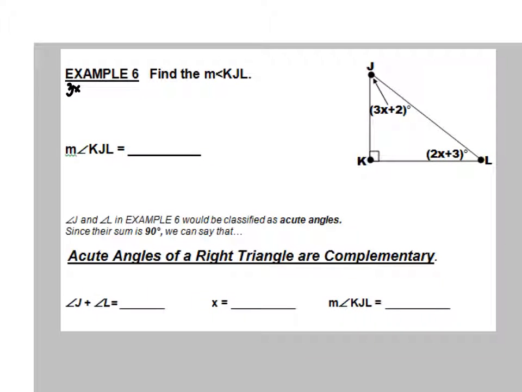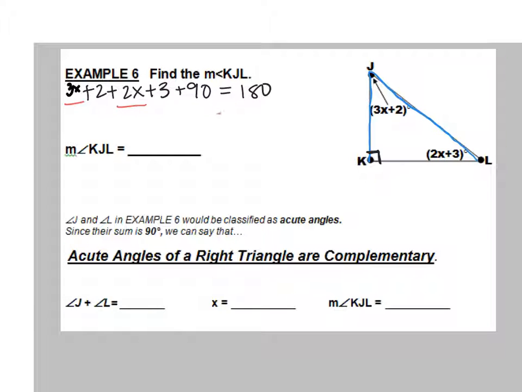Example 6, they want me to find the measure of angle KJL, so basically angle J right in here. Now I am going to have to figure out what X is in order for me to continue. So they kind of sort of started this on my paper. 3X plus 2 plus 2X plus 3 plus 90 degrees is going to equal 180. Remember, this little box here is 90 degrees. So I'm adding all of my angles together.